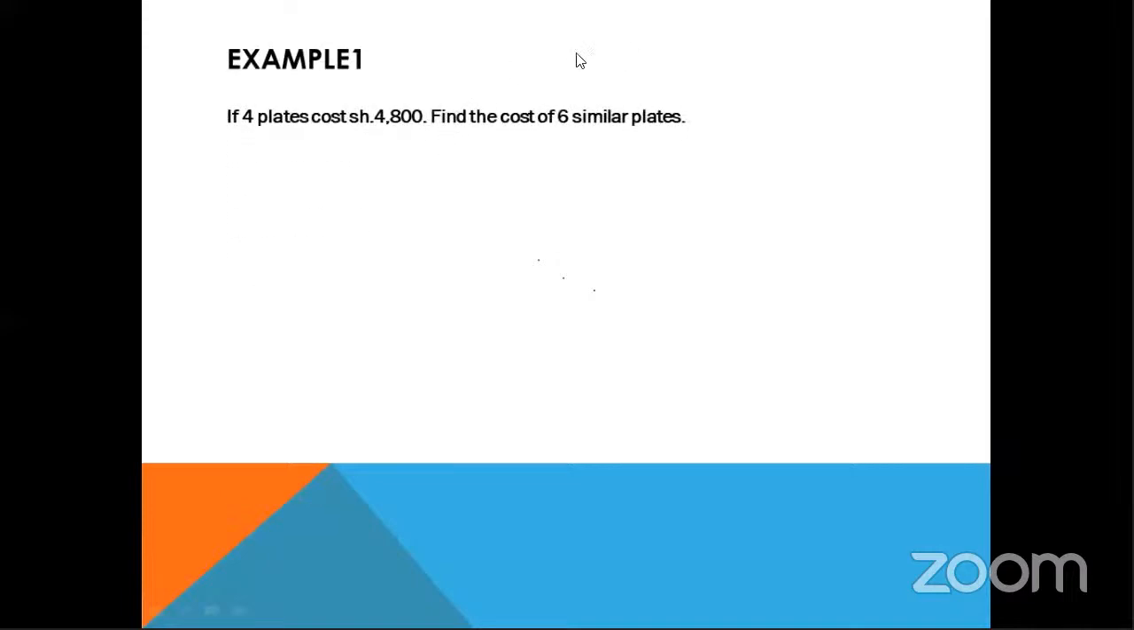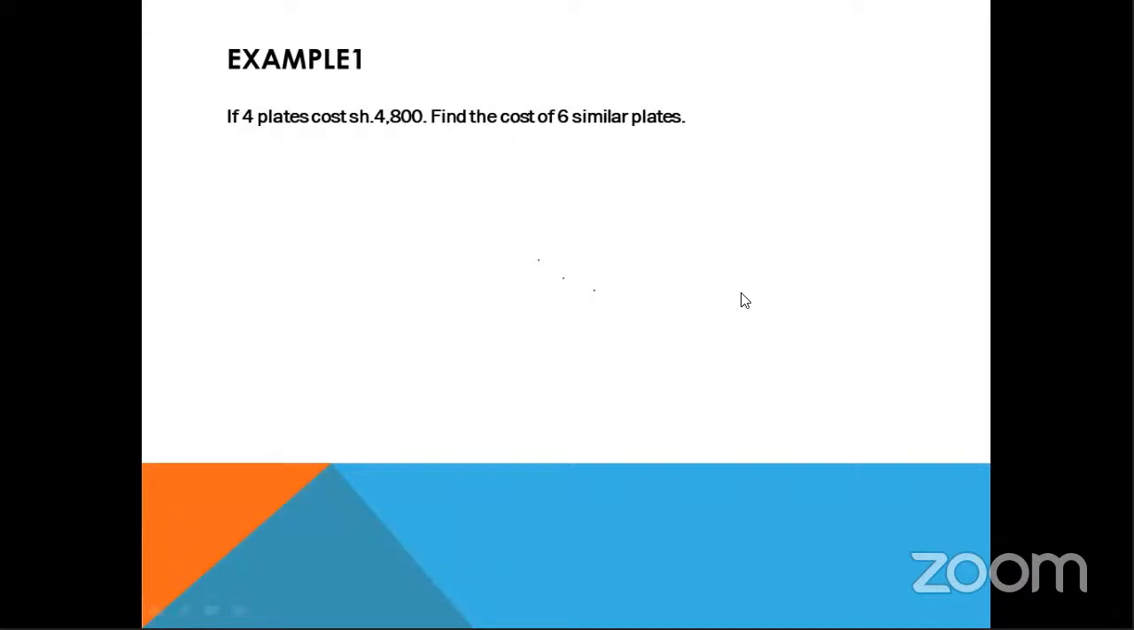Yeah, this is example number 1. As simple as that, as short as it is. So let me ask someone to read for us that example. Diana, can you unmute and read for us? Diana, you're allowed to unmute and read, yes? If 4 plates cost shillings 4,800, find the cost of 6 similar plates.